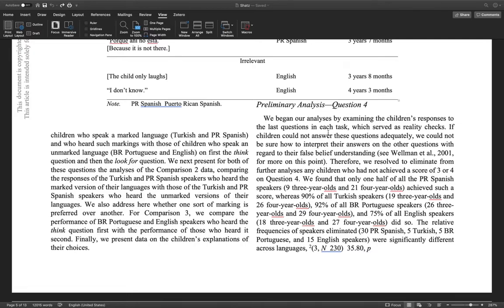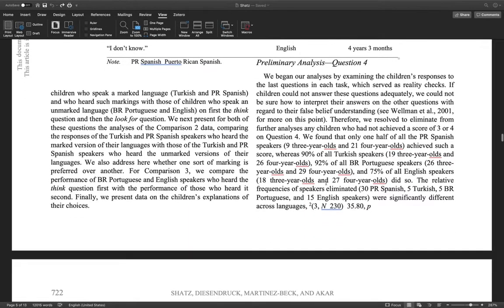If children could not answer these questions adequately, we could not be sure how to interpret their answers on other questions with regard to their false belief understanding. Therefore, we resolved to eliminate from further analyses any children who had not achieved a score of 3 or 4 on question number 4. You can go read up about that. Basically, it's did they know what was going on?